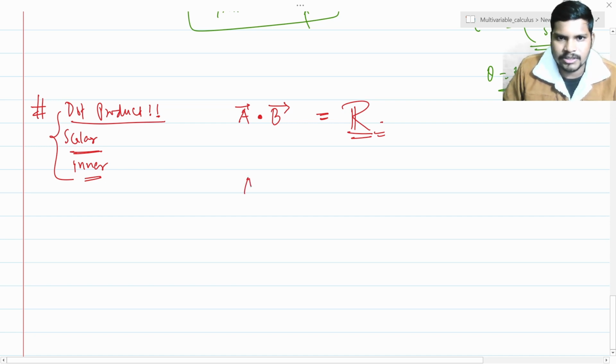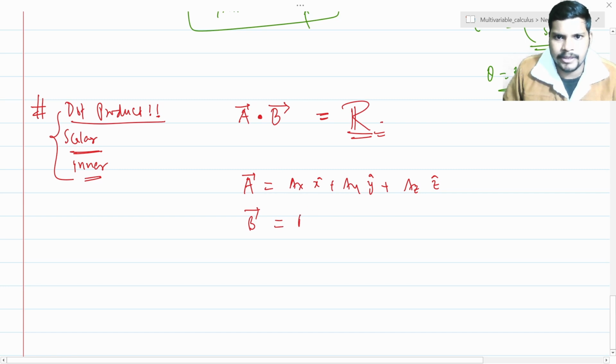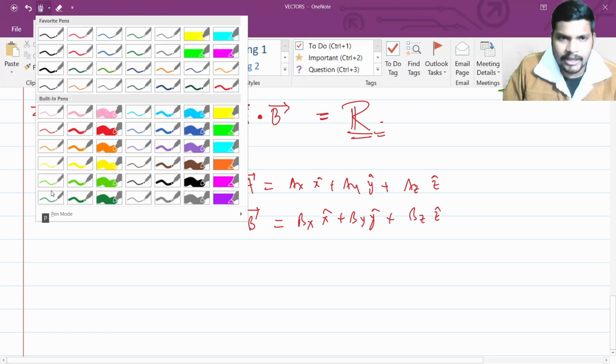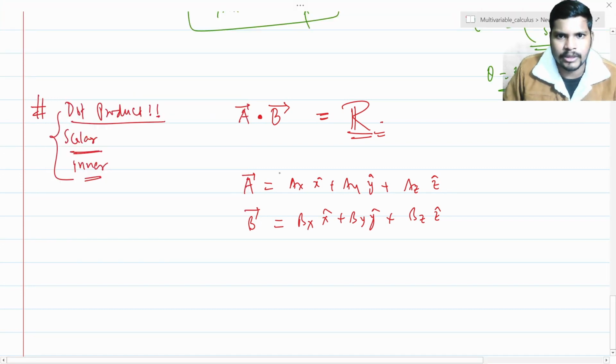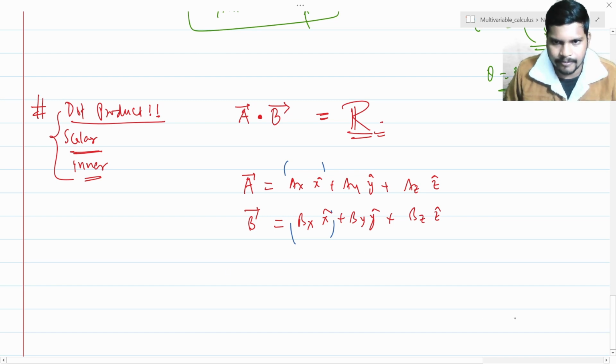Consider I'm writing a vector a as ax x hat, ay y hat, and az z hat, and another vector b as bx x hat, by y hat, and bz z hat. Now, to take the dot product, always try to take x hat and x hat, because there is another property of it, a very cool property.